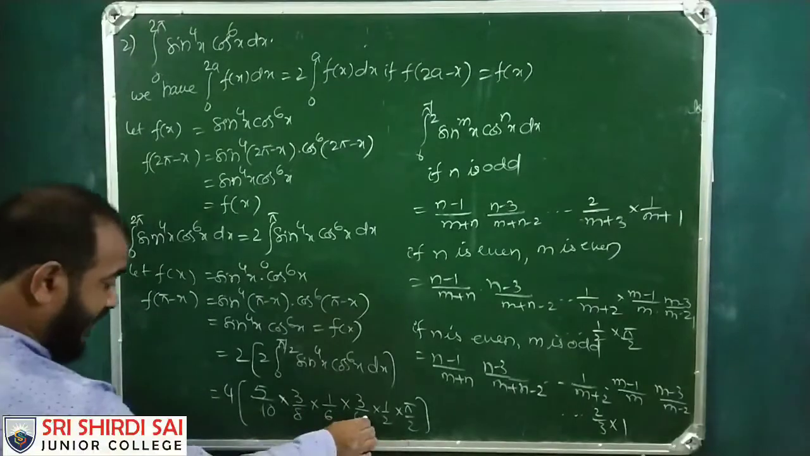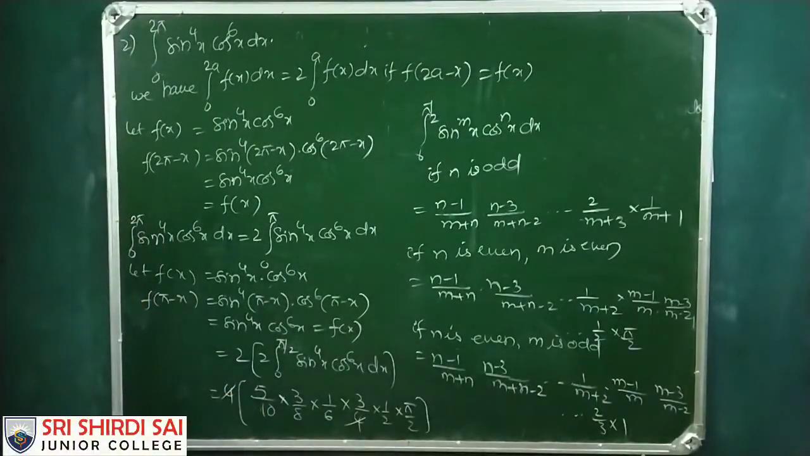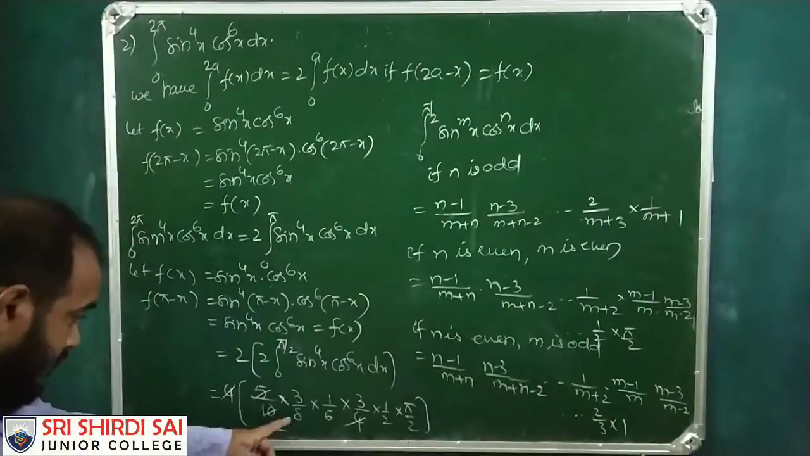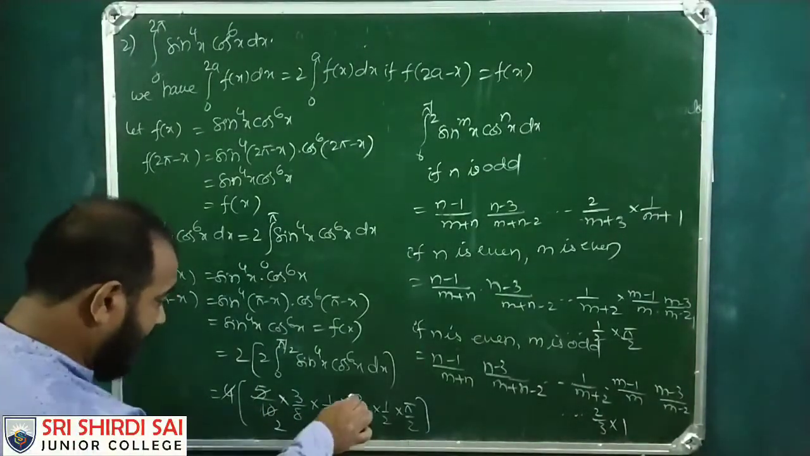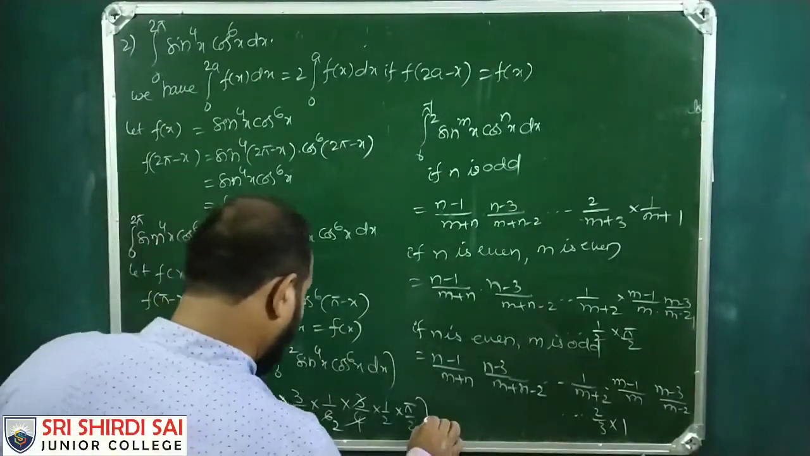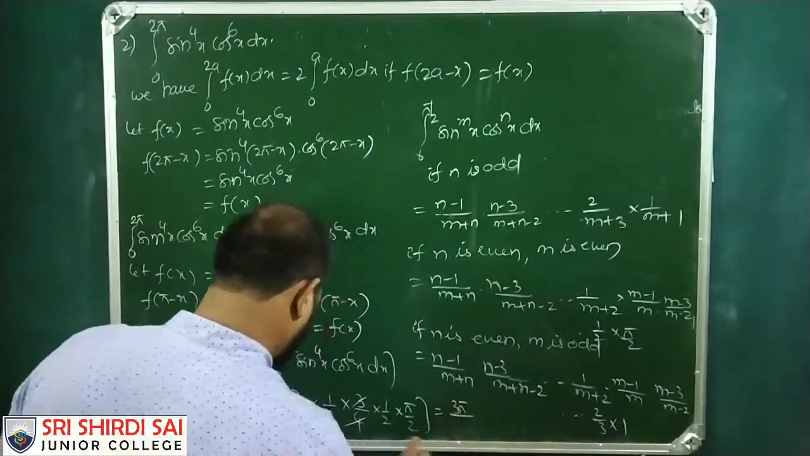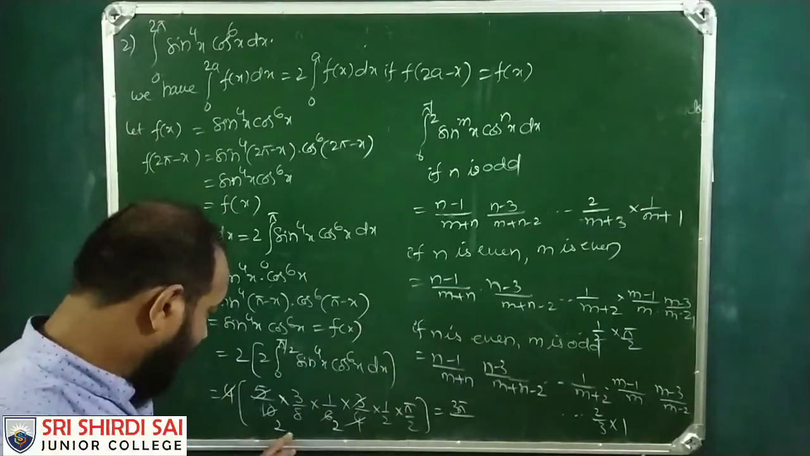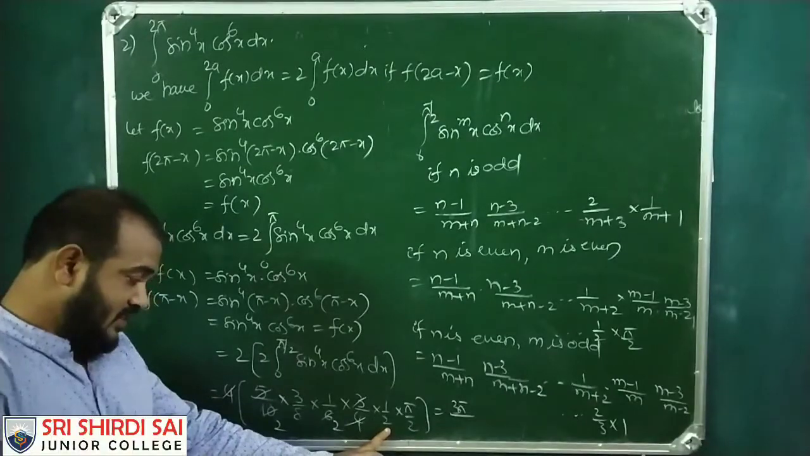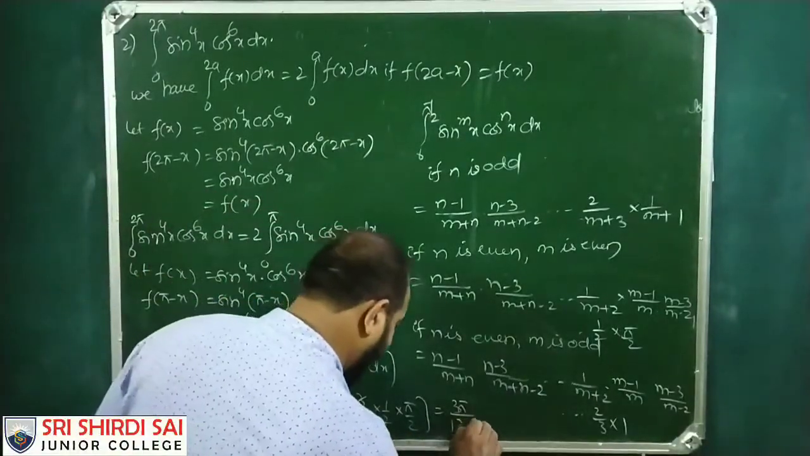So 4 gets cancelled. So 5 2s are 10. That's it. And 3 2s are 6. So whatever we are left with will be the final answer. 3 pi by 2, 8s are 16, 16 2s are 32, 32 2s are 64, 64 2s 128.